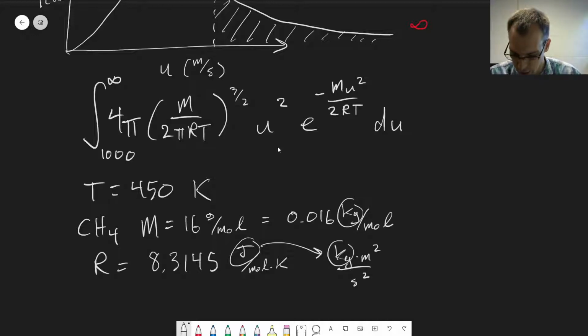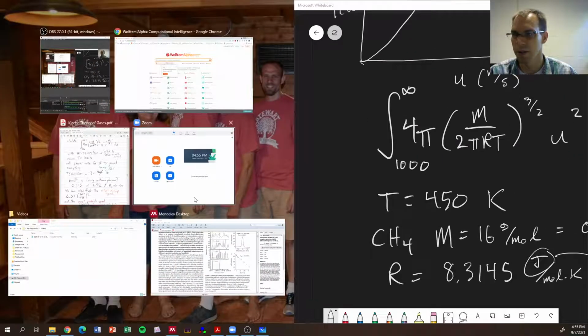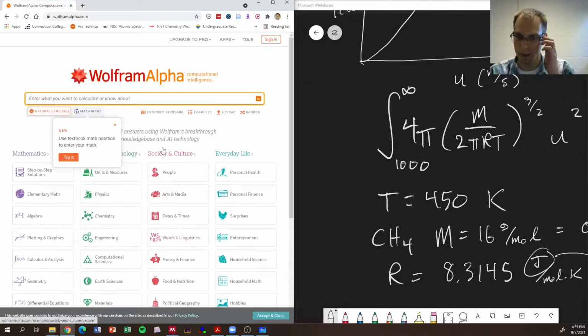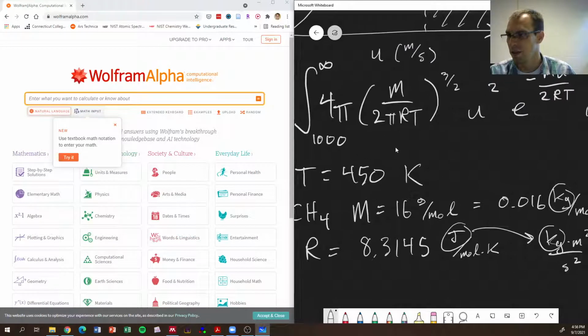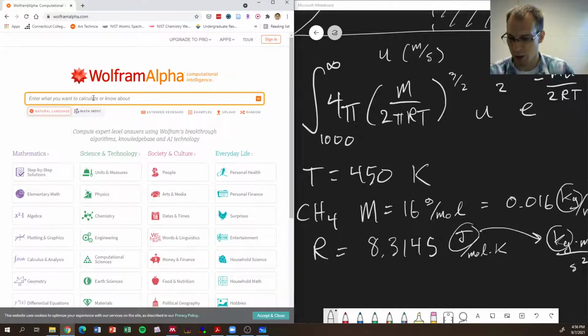And that should be everything we need to plug it in. So what I'm going to do is split my screen up here, put this over here, and Wolfram Alpha here on the left-hand side. All right, so I can see the equation that we're integrating. Just as a reminder, we're going to go through the syntax here on using Wolfram Alpha.